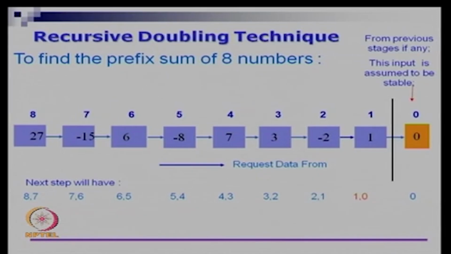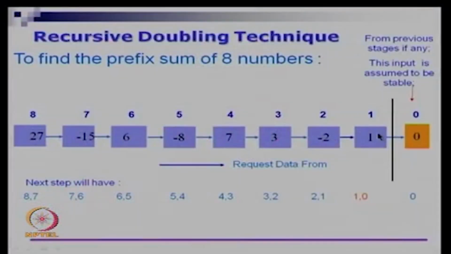Clearly this is not prefix sum yet, because this only has 8 and 7, it does not have the summation of 6 to 1 yet. This does not have the summation of 5 to 1, this does not have the summation of 4 to 1 and what not. So at the end of the first round, at every location you have the summation of 2 values. One interesting thing that has happened is A of 1, which is supposed to be A of 1 plus A of 0, is already attained at the end of round 1.